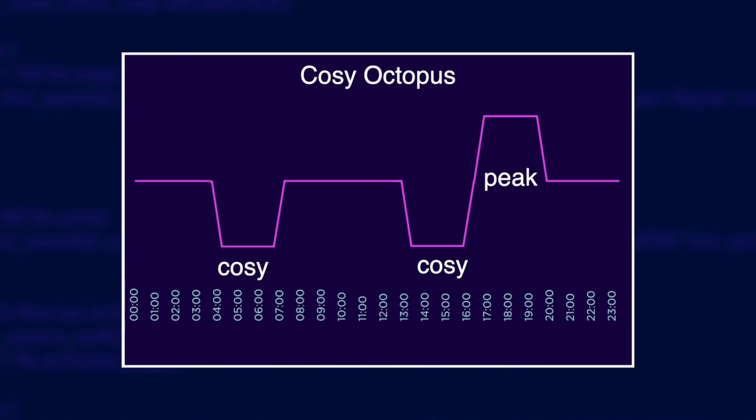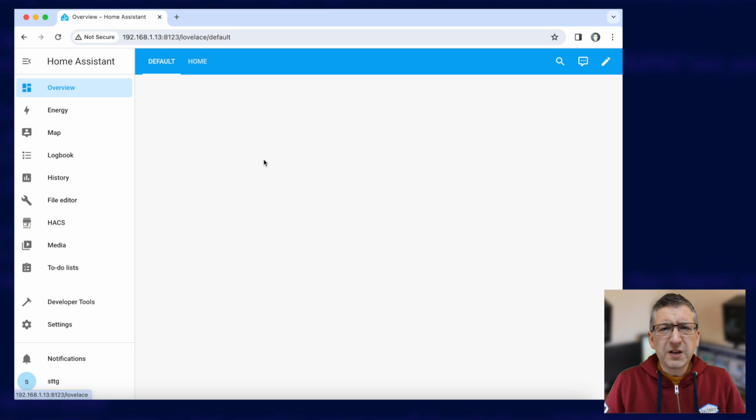Finally, there's everything in between, which will be charged at a third rate that we'll call the standard rate. We need to model those 3 different rates in Home Assistant. So we do this by creating a utility meter in Home Assistant.